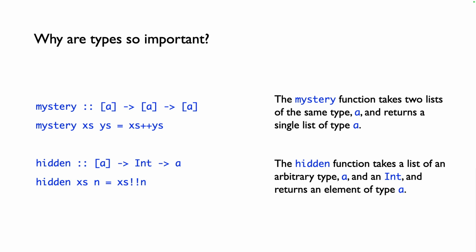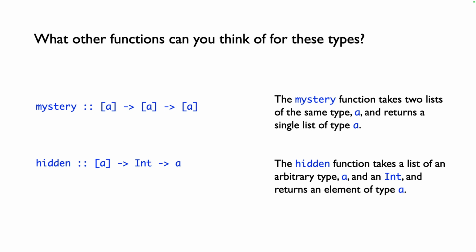So knowing the type of a function allows us to make a good guess as to what it might be like. Now, we could ask what other functions we could think of for these types? And if you like, you could now think about all the different functions you might produce for these types, and then I'll talk through that in a second.